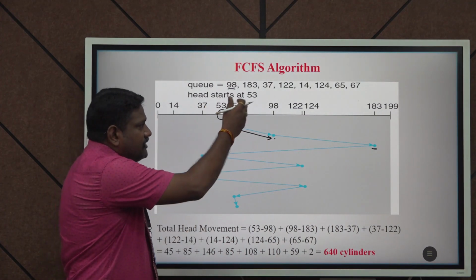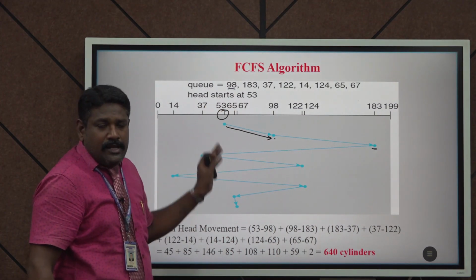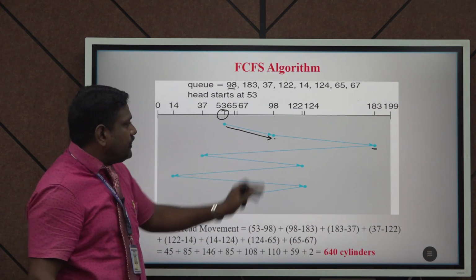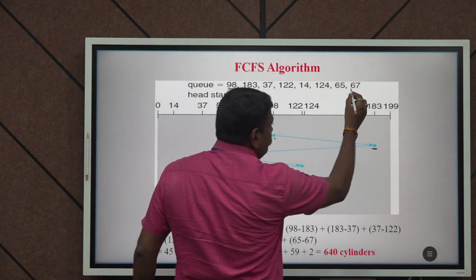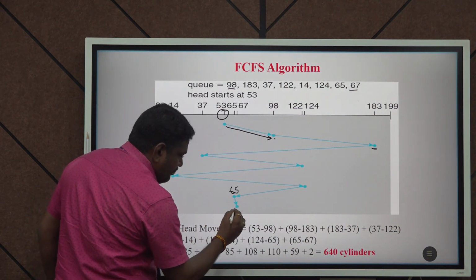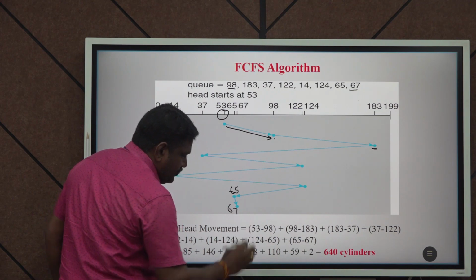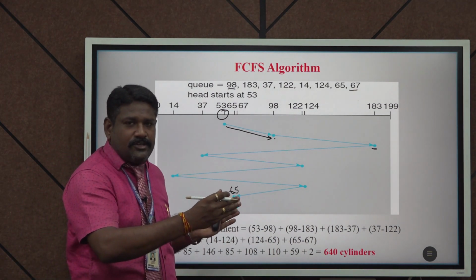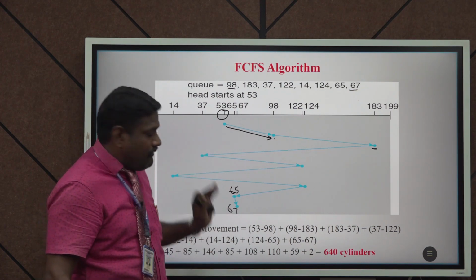Likewise for each input, we have to go through all the inputs based on the input order. The last input is 67. This is the value for 65, and from 65 we move to 67. Likewise, based on the input, first in first out, we have to visit all the values.